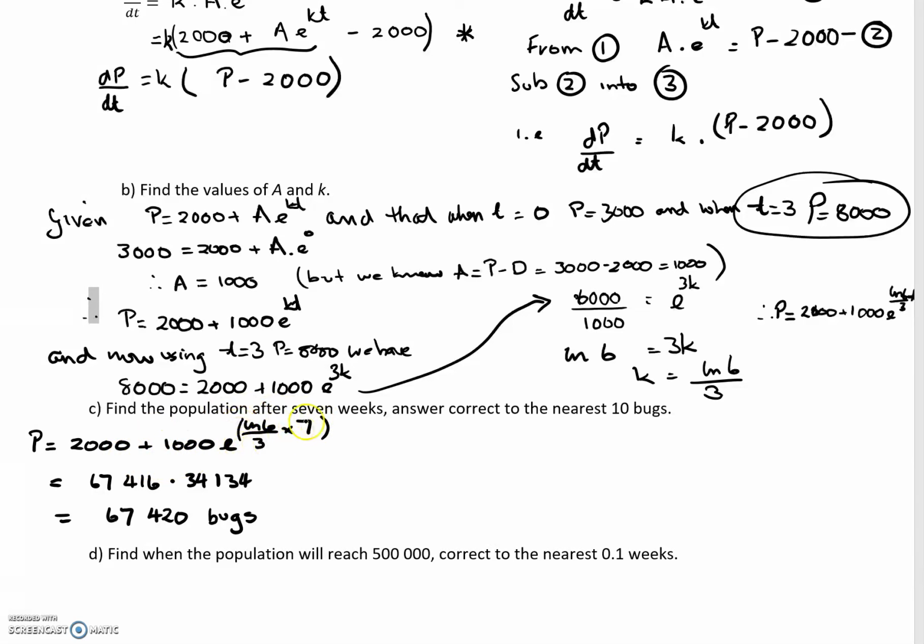I did actually bracket all of that when I was using my calculator, and it just depends, I guess, on how proficient you are with using your calculator, whether you managed that exponential calculation correctly or not. The question did say to the nearest 10 bugs, please always show your full calculated answer, then do the appropriate rounding. Now, part D, find when the population. So this one will be find T.